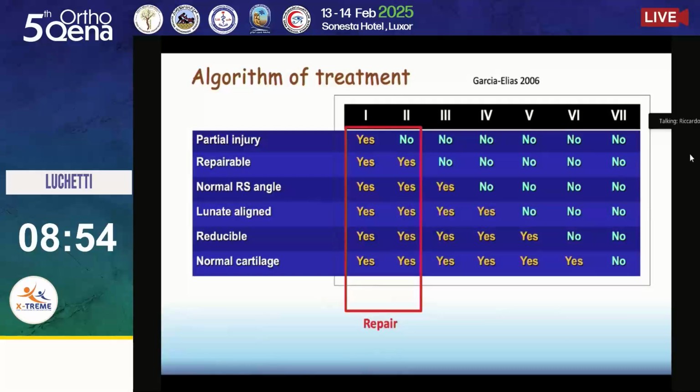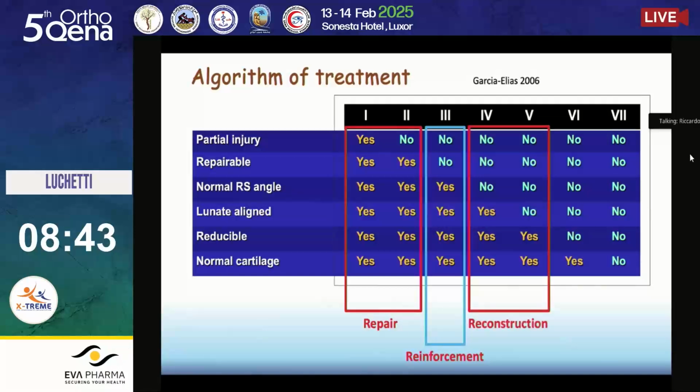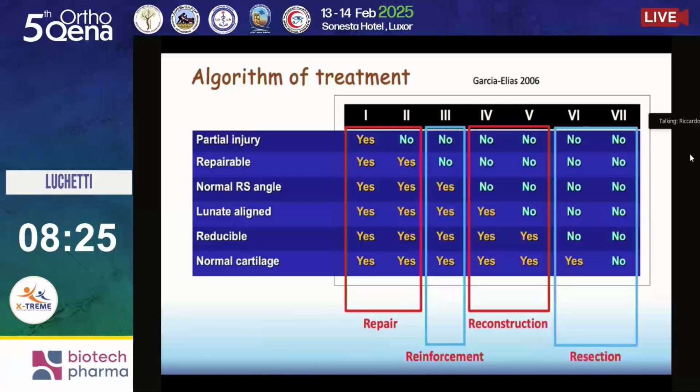For stage 1 and stage 2 of the algorithm proposed by Garcia Elias, we can use the repairing and also part of capsulodesis. The capsulodesis reinforcement is typical for grade 3. In grades 4 and 5, it is mandatory to use the reconstruction because the ligament is completely absent, and so you cannot do any reinforcement of the ligament. You use a reinforcement when the ligament is present but insufficient. And last is the resection and arthroplasty for grades 6 and 7.